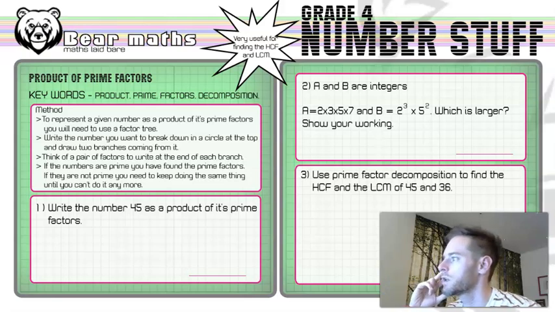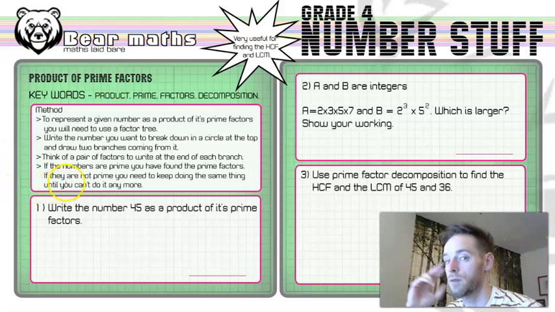So write the number that you want to break down in the circle at the top, draw two branches coming from it. Think of a pair of factors right at the end of each branch. If the numbers are prime, you've found the prime factors already. If they're not prime, you need to keep doing it for either one or both of the numbers until you can't do it anymore. Okay, and then you will have the prime factors.